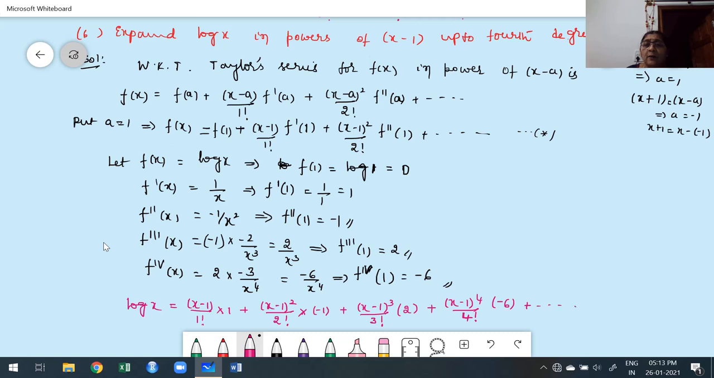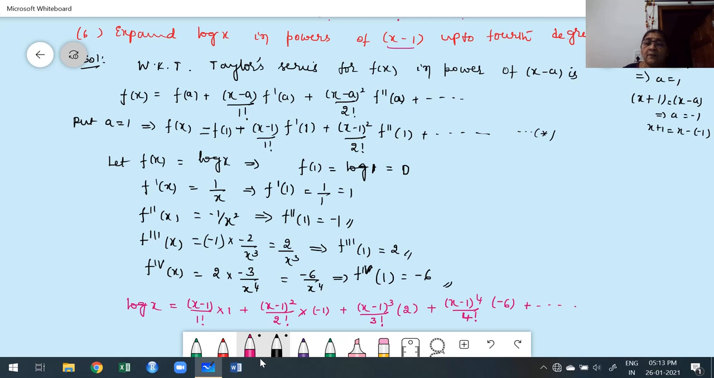This is nothing but the expansion of log x in powers of x minus 1. In powers of what? x minus 1, up to which degree term? Fourth degree term. Here we expand using the Taylor series. I think it's clear to everyone. I solved a total of 6 problems, so you get familiarized with how to expand the given function using Maclaurin series and also Taylor series.